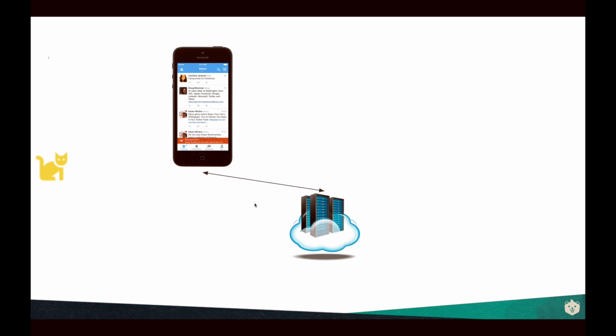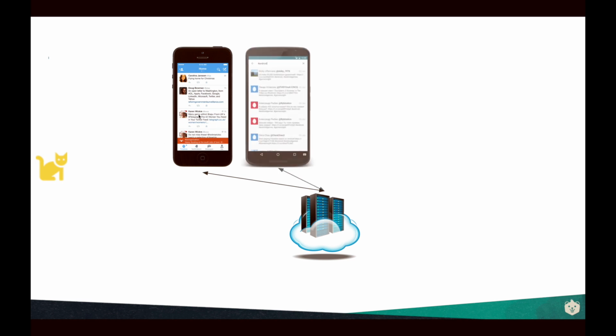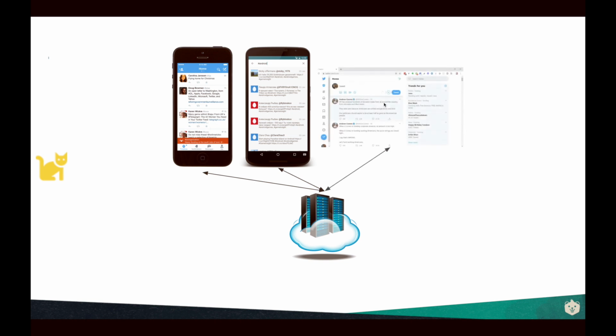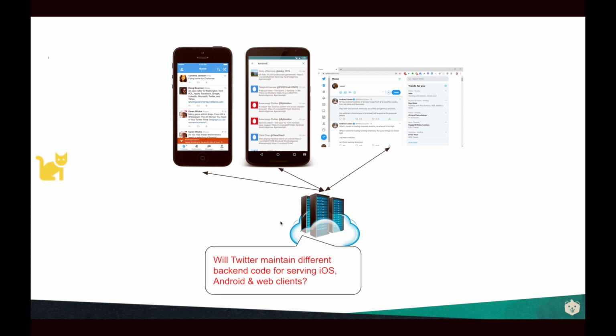I'm sure all of you are using one or the other forms of social media, right? Twitter, Snapchat, Insta. Now, how many different clients do they have? If I take Twitter, they have an iOS client, an Android client, and a web app, of course, and they talk to some sort of Twitter server. The iOS app is written in Swift, right? Android is written in Java or Kotlin, and the web app usually JavaScript. Does it mean that Twitter is going to maintain different backend code for serving each of these clients?